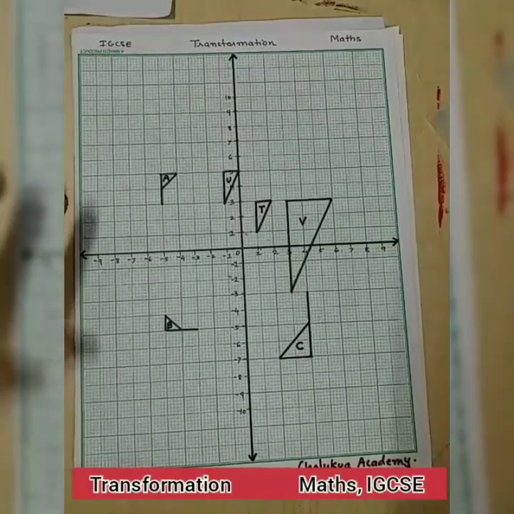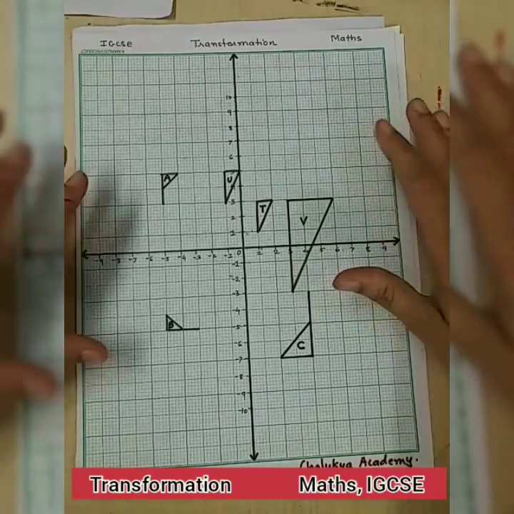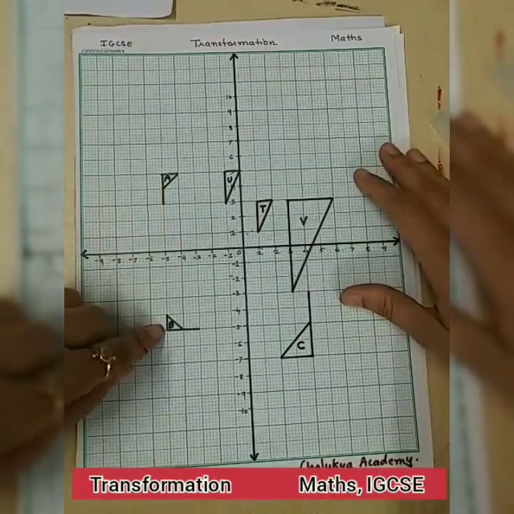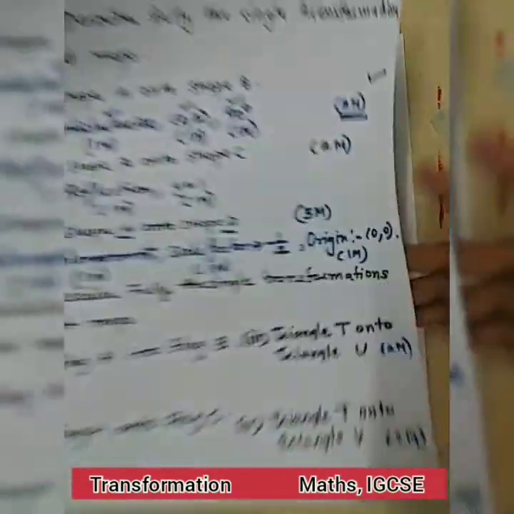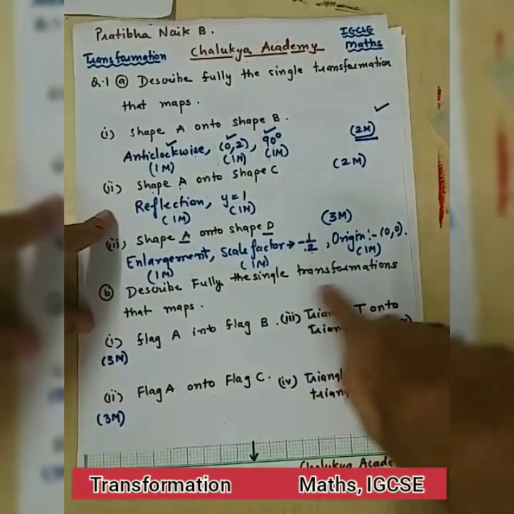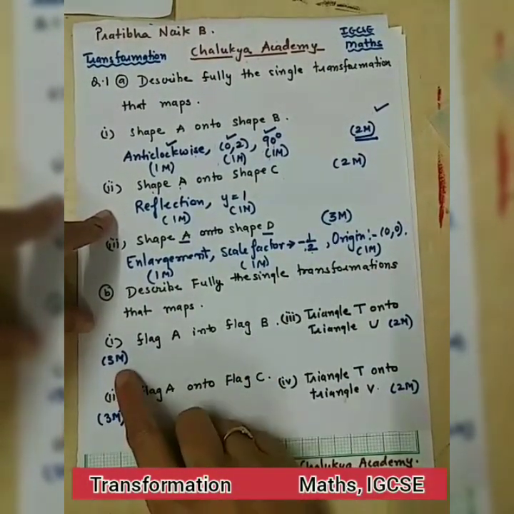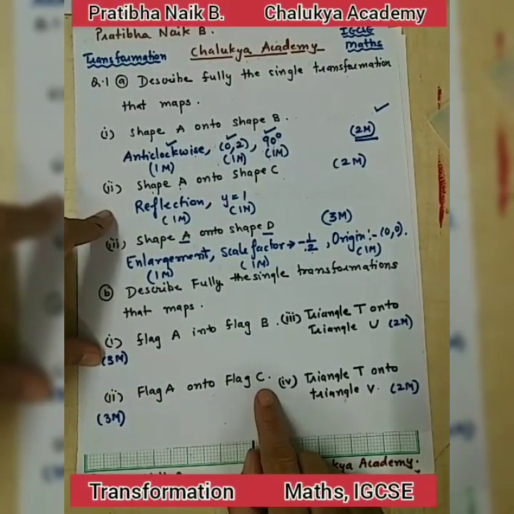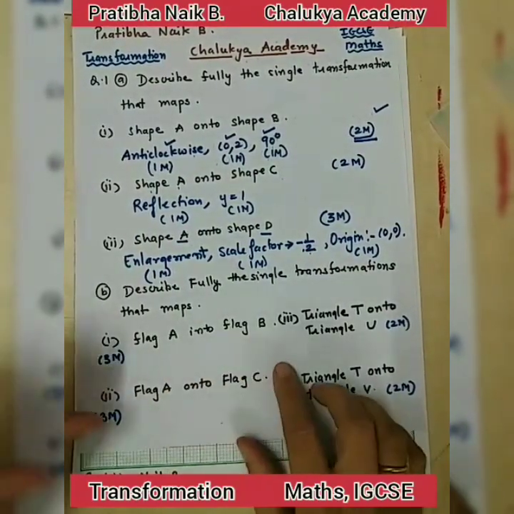Now let's take a second question. Same kind of question we are discussing over here. So now here you will be given flag A, flag B and flag C. Now they ask the question: describe fully the single transformation that maps flag A onto flag B. It is asked for 3 marks. Flag A onto flag C, it is again asked for 3 marks. So 3 marks means you have to provide 3 points.